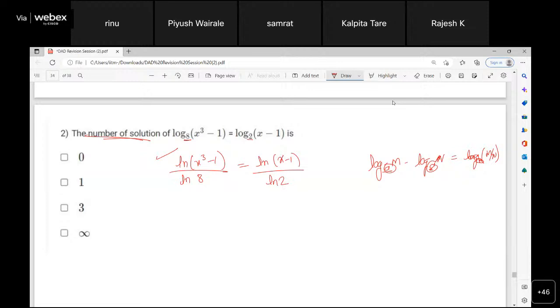It is x minus 1. Now tell me how to proceed further, how to simplify. 8 can be written as 2 raised to 3, so I can write it as ln of 2 to the power 3, right? Now 3 will come down, 3 into ln of 2. So ln of x cube minus 1 over 3 ln of 2 equals ln of x minus 1 upon ln of 2, right? So this ln of 2 will get cancelled.